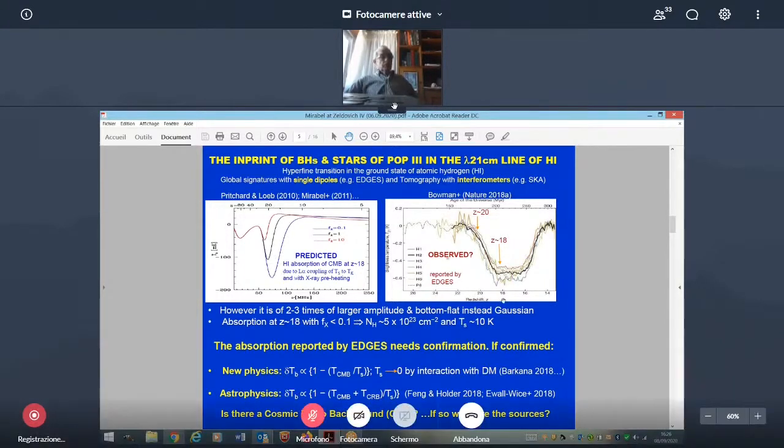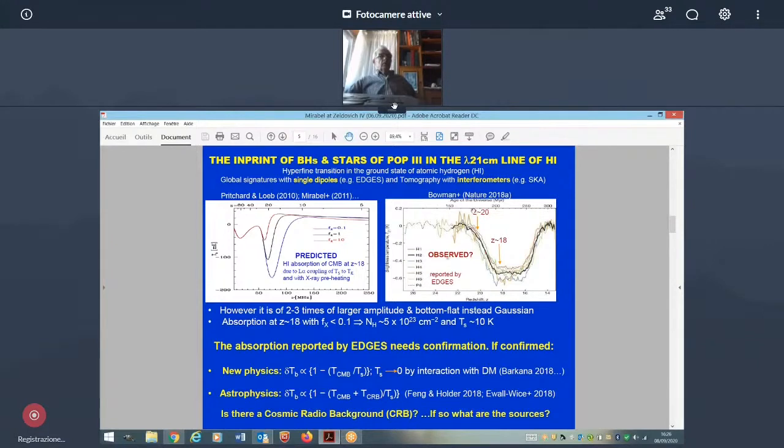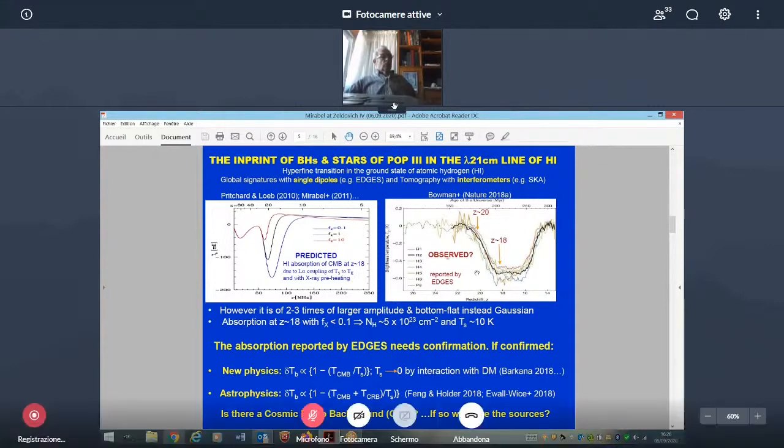And this produced a big excitement, and there are two things. First, in the reported tentative detection by EDGES, the absorption was about 2 to 3 times the absorption predicted by the strongest signal here against the cosmic microwave background. So that was a surprise. And second, the shape of the absorption here is bottom flat, whereas here it has a Gaussian shape.